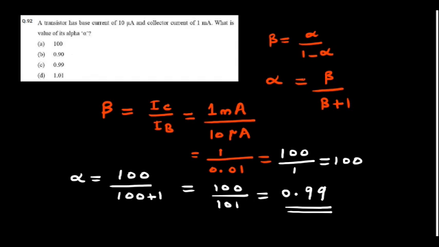A transistor has base current of 10 microamps and collector current of 1 milliamp. What is the value of its alpha? Alpha you have to find. Simply put the alpha equation and put the values. You will get 0.99. Which of the following is not part of a microprocessor? Monostable multivibrator. That is the odd one out.